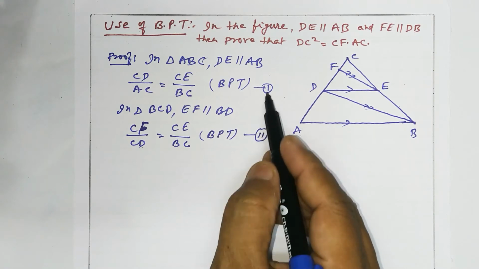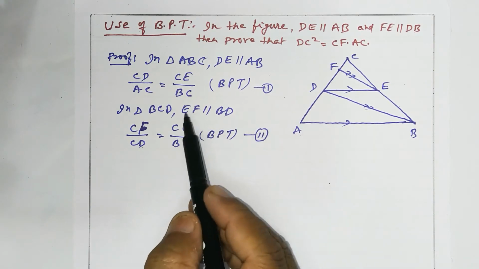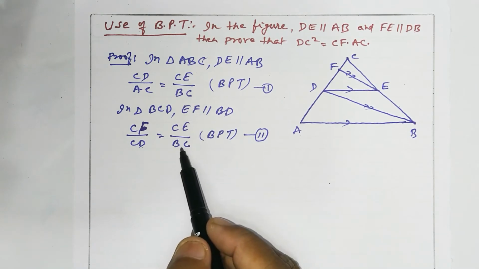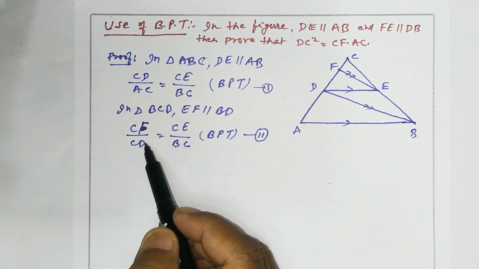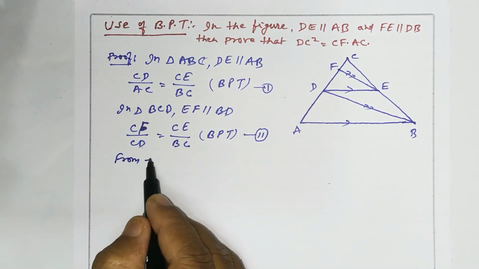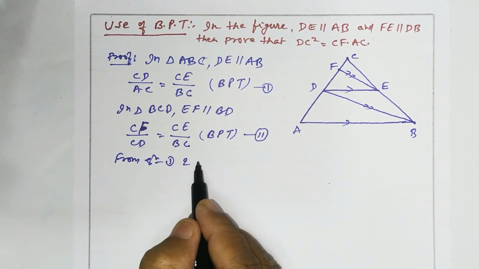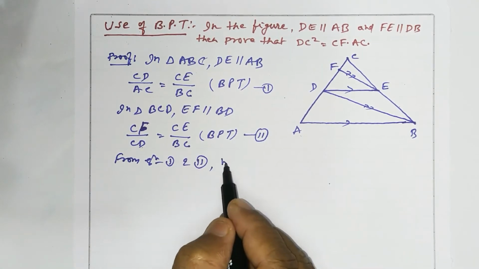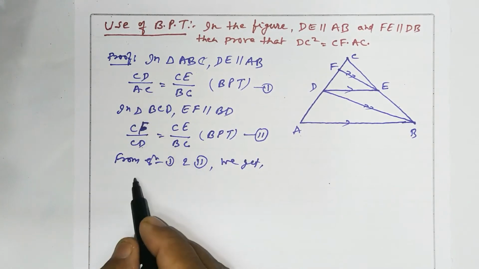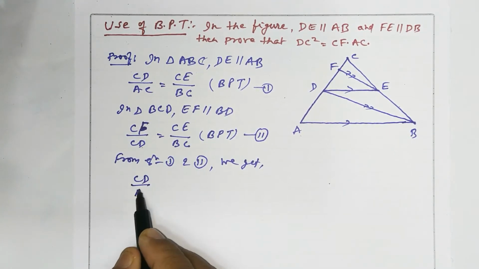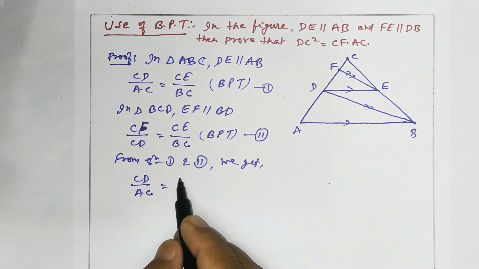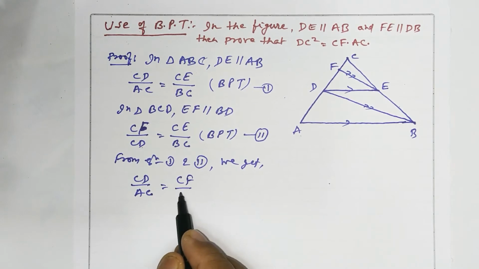Now you consider equation 1 and equation 2. The right side is CE by BC in both. So the RHS of these two equations are equal, so the LHS must also be equal. So from equation 1 and 2 we get CD by AC is equal to CF by CD.